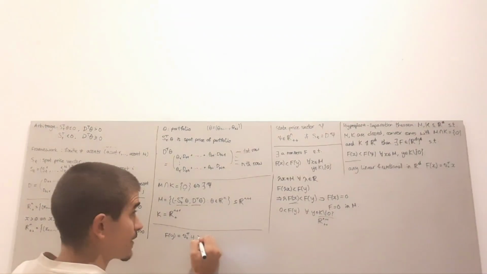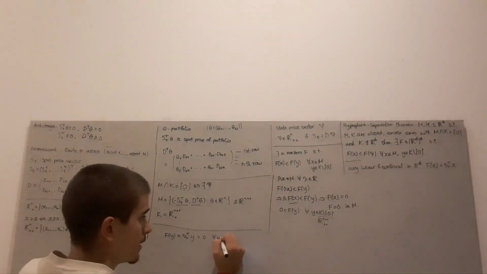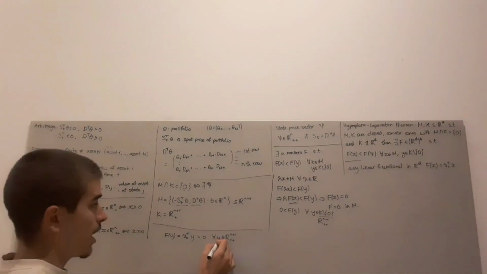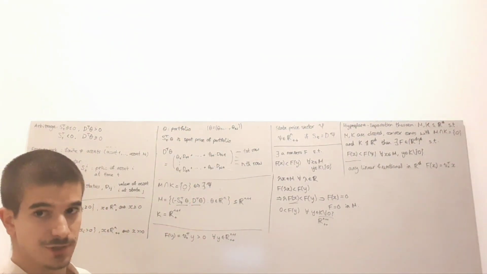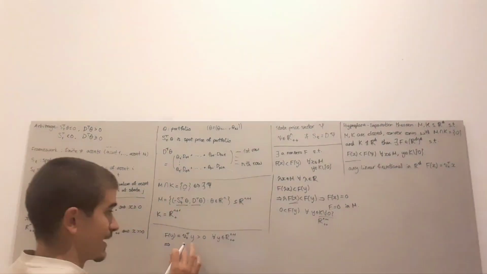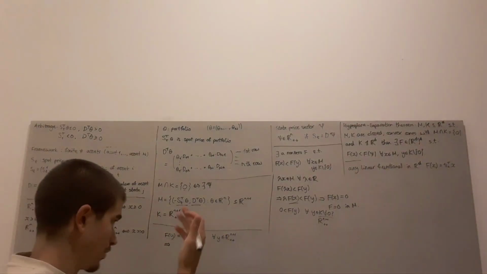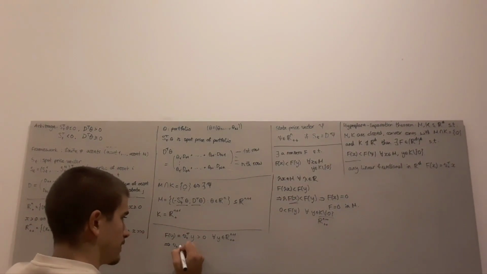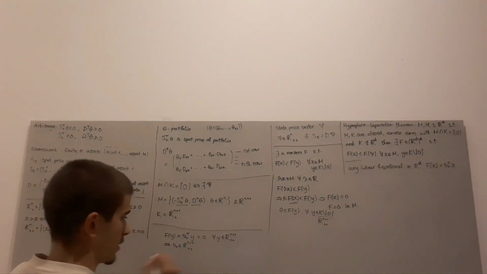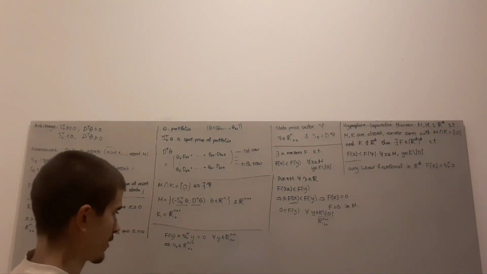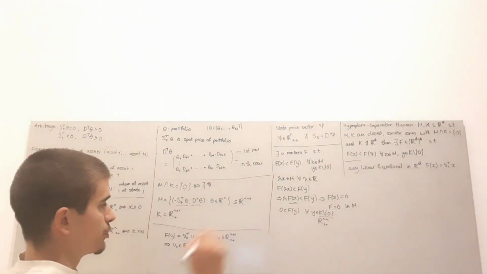We know that this has to be greater than 0 for all y in here. In particular, we can take y to be the basis vector, so 1, 0, 0, 0, etc., then 0, 1, 0, 0, etc. Which is going to give us that every entry in V naught transpose, or V naught, is going to be strictly positive. So we deduce that V naught is in R^(n+1)_{++}. That means every single entry is strictly greater than 0.